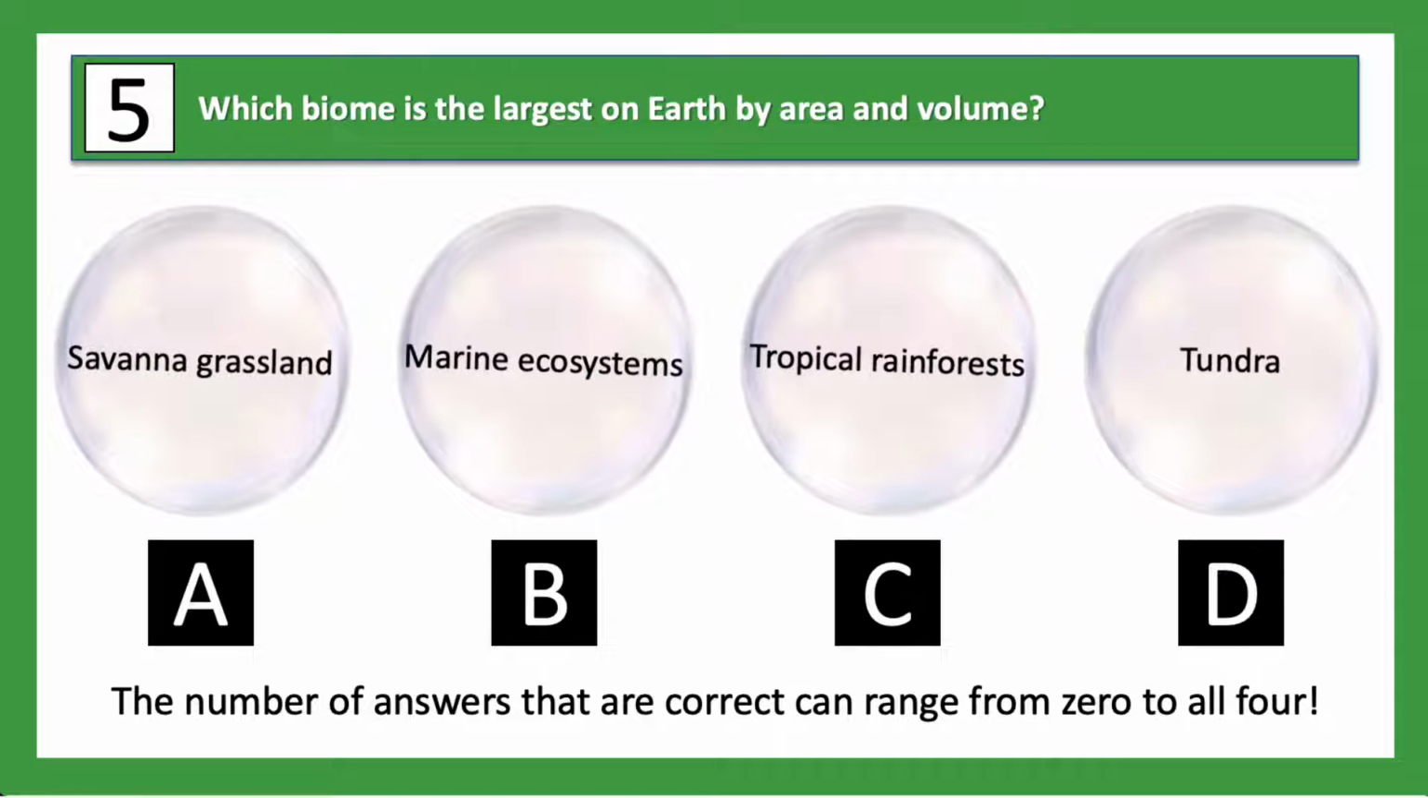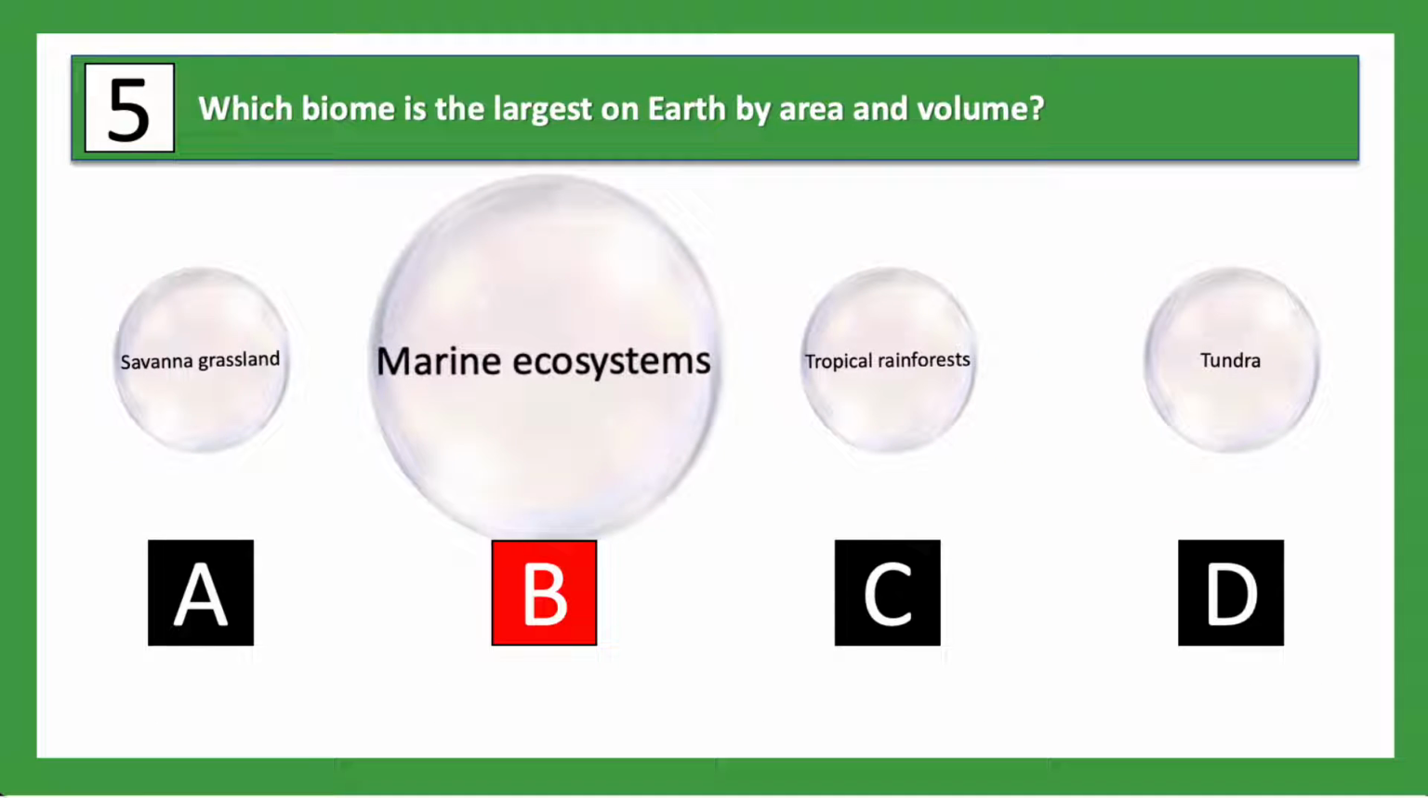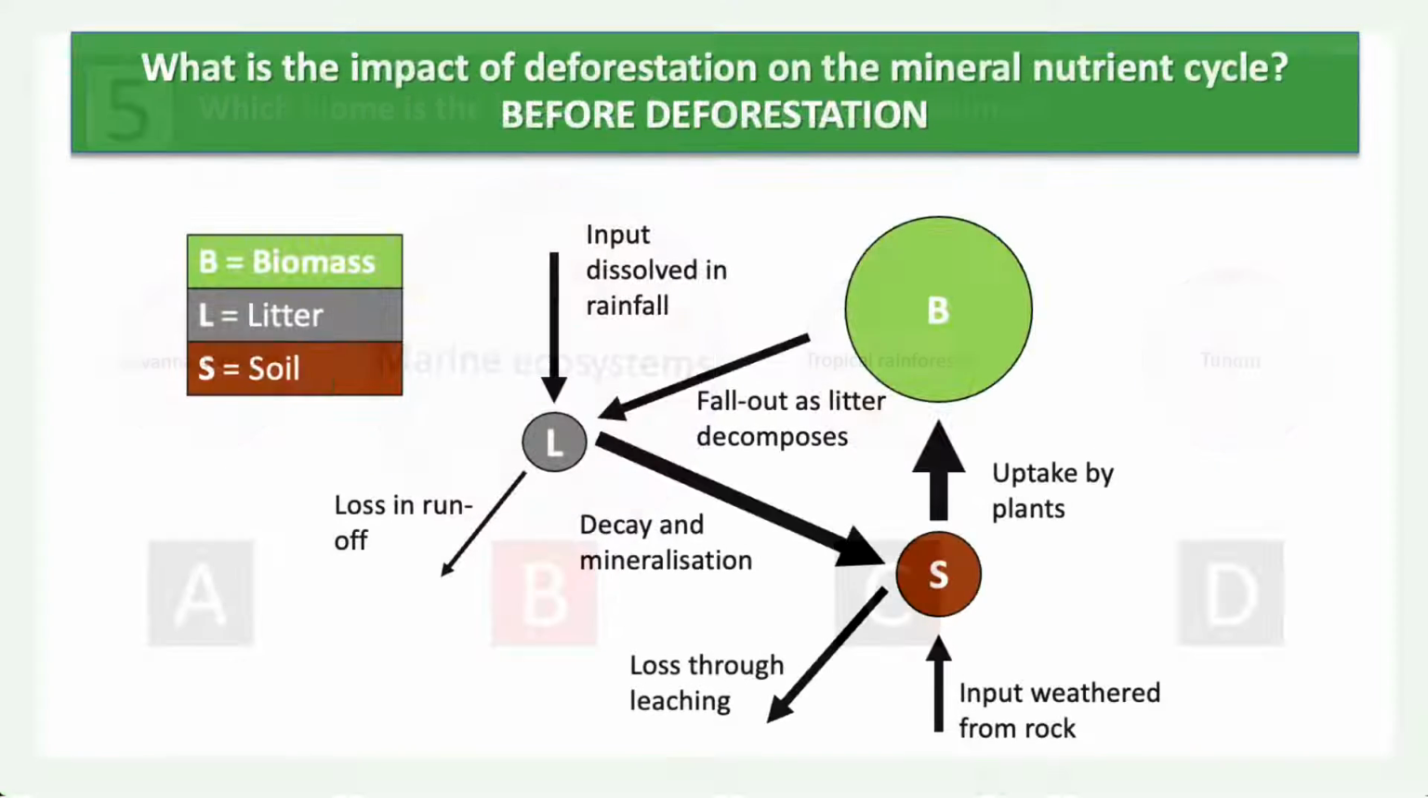And for question 5, which biome is the largest on Earth by area and volume? So is it A, savanna grassland, B, marine ecosystems, C, tropical rainforest, or D, tundra? So by area and volume, what do you think? So we're just looking at one answer for this one. Which biome? Okay, yeah, we've got the correct answers in the chat there. Well done. It is B. Well done, marine ecosystems. Okay, we'll now pass you back over to Brendan for these slides.